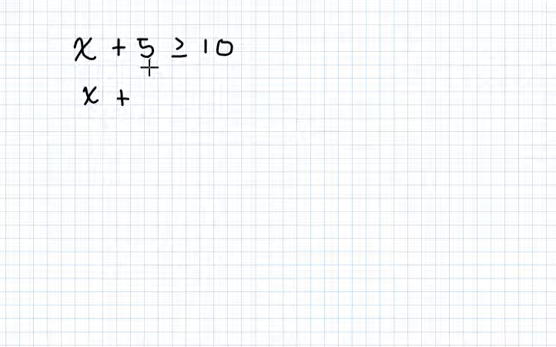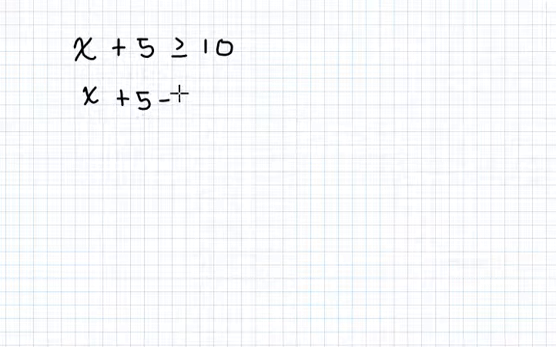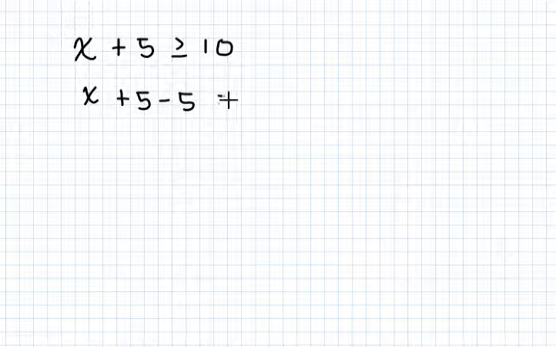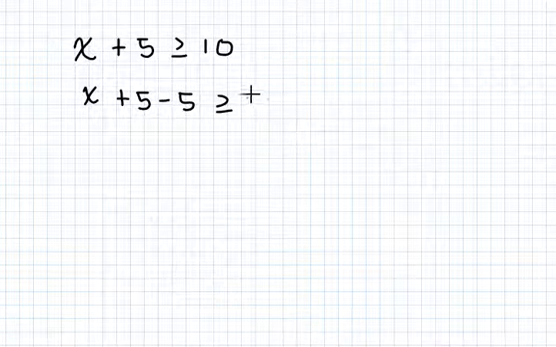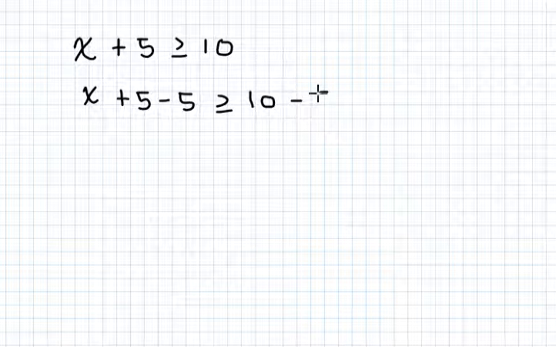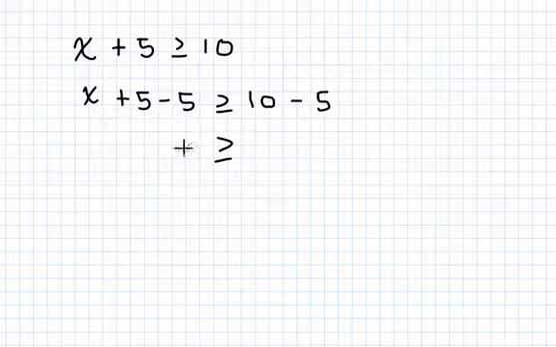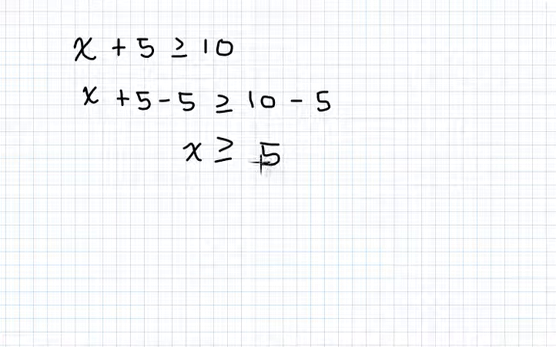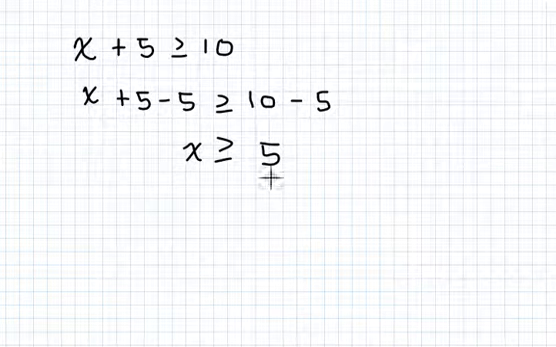Now what I'm going to do here is subtract 5 from both sides, rewriting the inequality sign. So 5 minus 5 is 0, so we're left with x is greater than or equal to 5, because 10 minus 5 is 5.